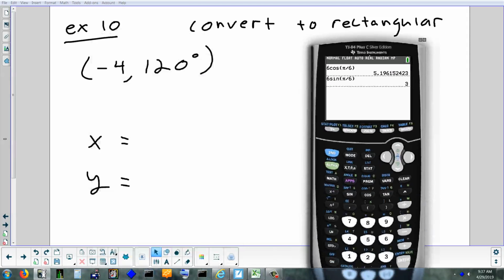All right. So the point here is -4, 120 degrees. What's the first thing I should do before I start anything? Change your calculator to degrees. Yep, you should put your calculator in degrees. If you type it in the way this calculator is set up, it's going to be wrong.